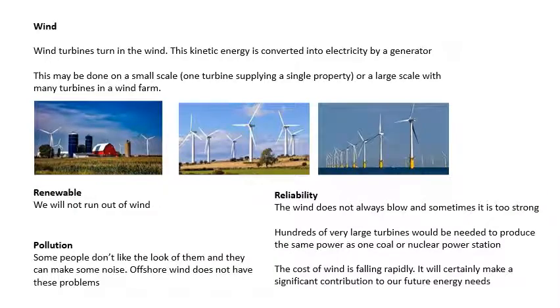Wind. The wind turbines turn in the wind, and there is a generator attached to it which makes electricity. And you can do it on a small scale. You could just have one turbine, or you could have lots and lots of very, very big turbines. And there's lots of these popping up all over the place. Near where I live in Redcar, out at sea, you can see 27 big turbines.